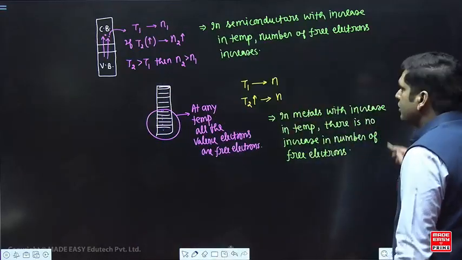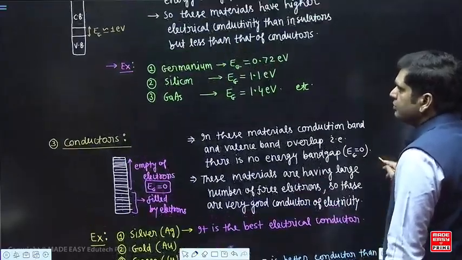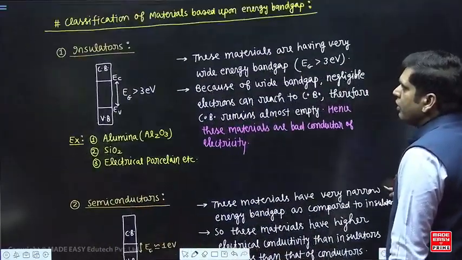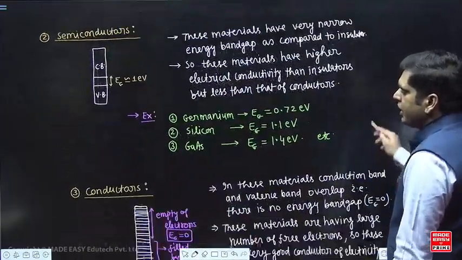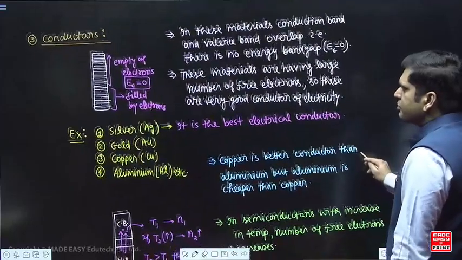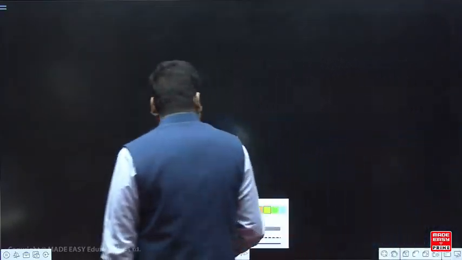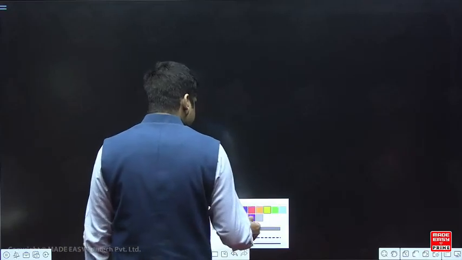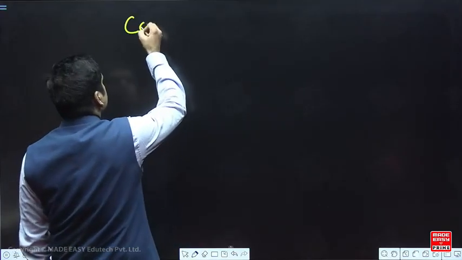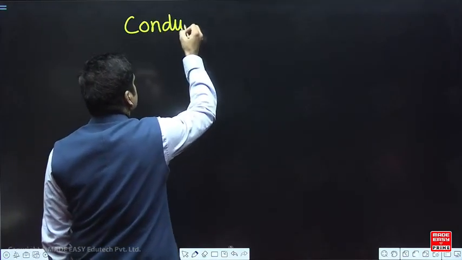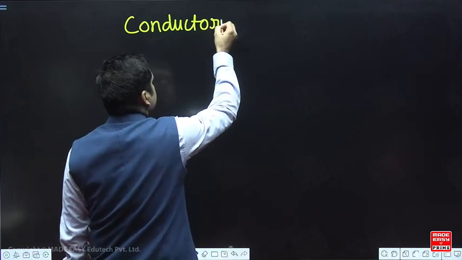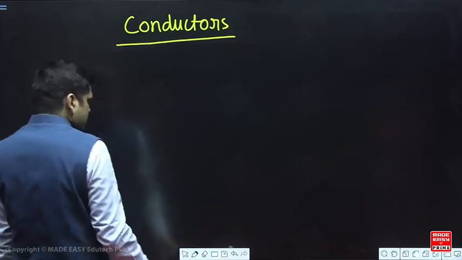Then on the basis of this band gap, we tried to classify material in 3 broad categories: insulator, semiconductor and conductor. So now the chapter will be divided in 3 broad groups. First one is conductors. So let us begin with the conductors.